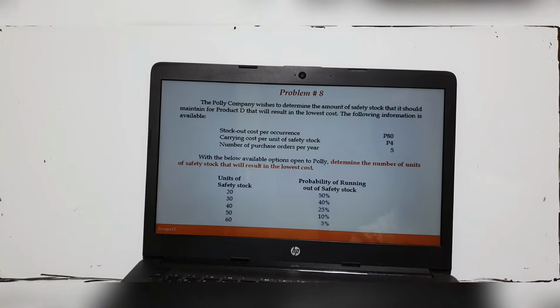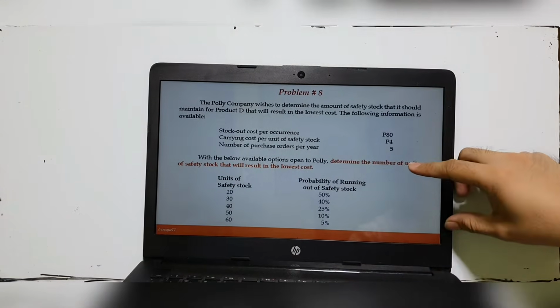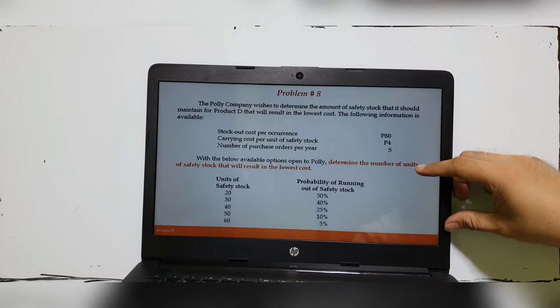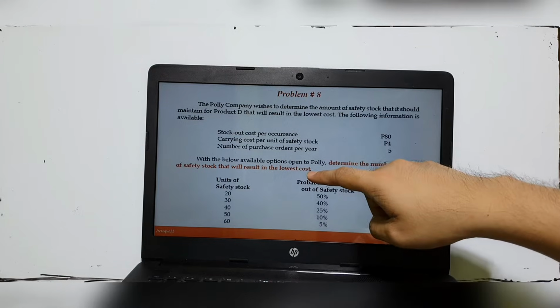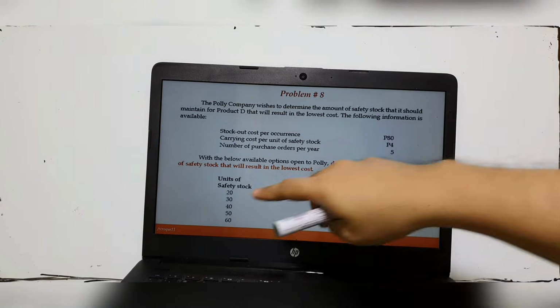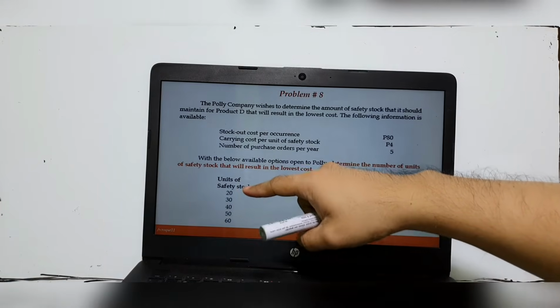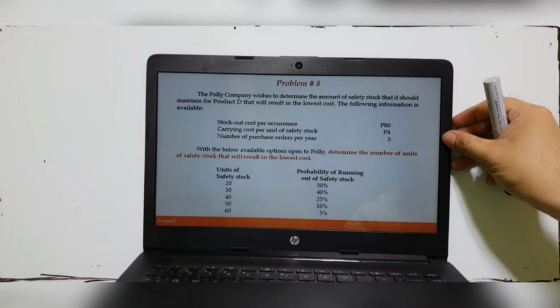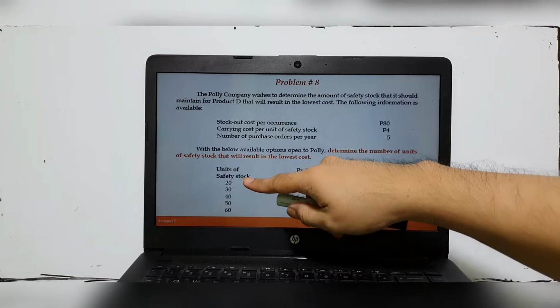In problem number 8, itong naka-orange yung ating question. We have to determine the number of units of safety stock that will result in the lowest cost. Kumbaga, in a company, gusto natin mag-maintain ng buffer or safety stock. Pero maintaining safety stock, that would mean another cost. Ano ba yung cost associated with maintaining your safety stock?